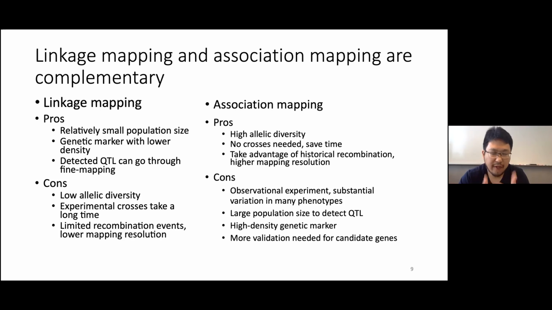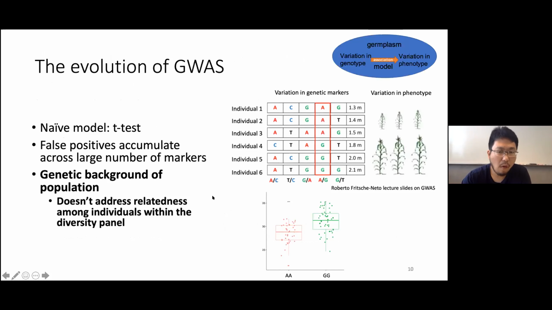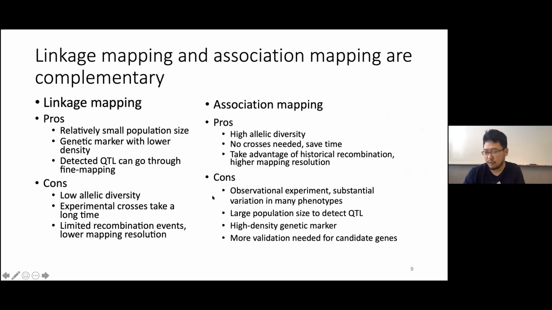And once you locate the genomic interval in linkage mapping, you can go through a process called fine mapping to further pinpoint the real candidate gene underlying these traits. So these are the pros and cons of the two direct precursors of genome-wide association study, linkage mapping and association mapping. Yeah, so this is a brief history of genome-wide genetic mapping. Are there any questions so far?